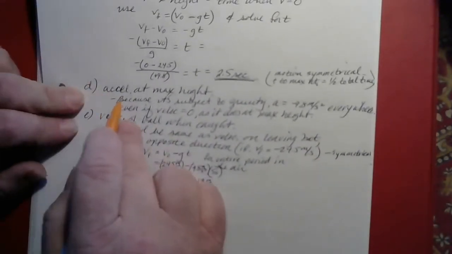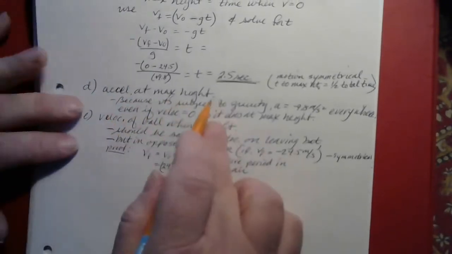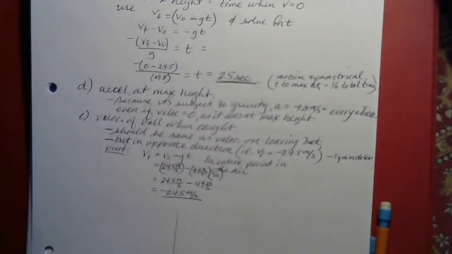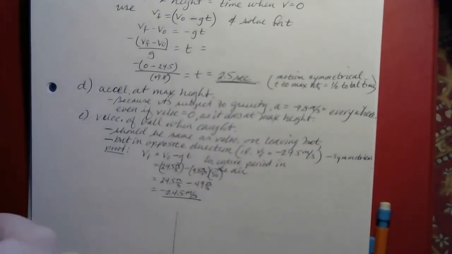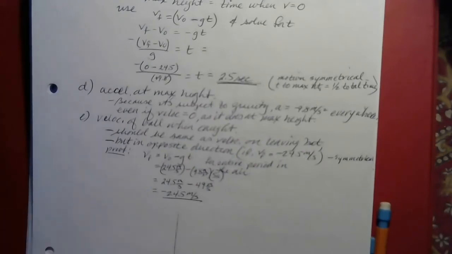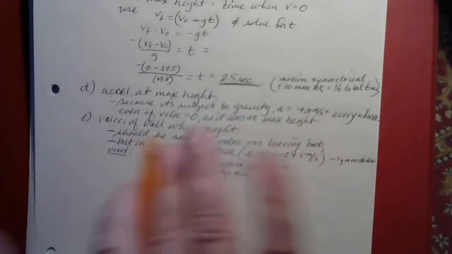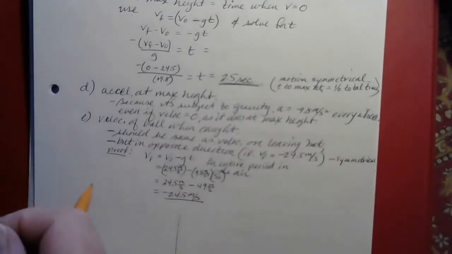For part D, the question was, what is the acceleration at the maximum height? And that's a tricky question because the velocity at the maximum height is 0. And so you might tend to assume that if the velocity is 0, the acceleration must be 0 also. But that's not necessarily the case. In this case, the ball is subject to acceleration due to gravity all the way up and all the way down. So the acceleration all the way up and all the way down is negative 9.8 meters per second squared everywhere, even at the moment it stopped.